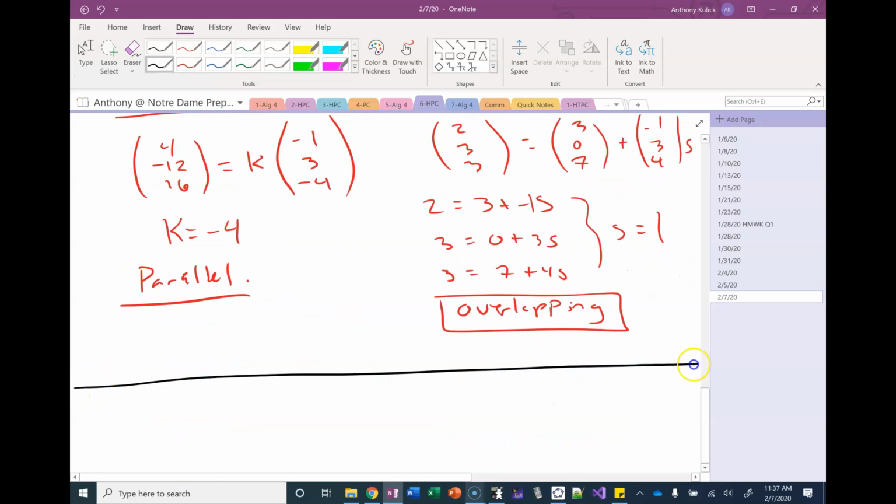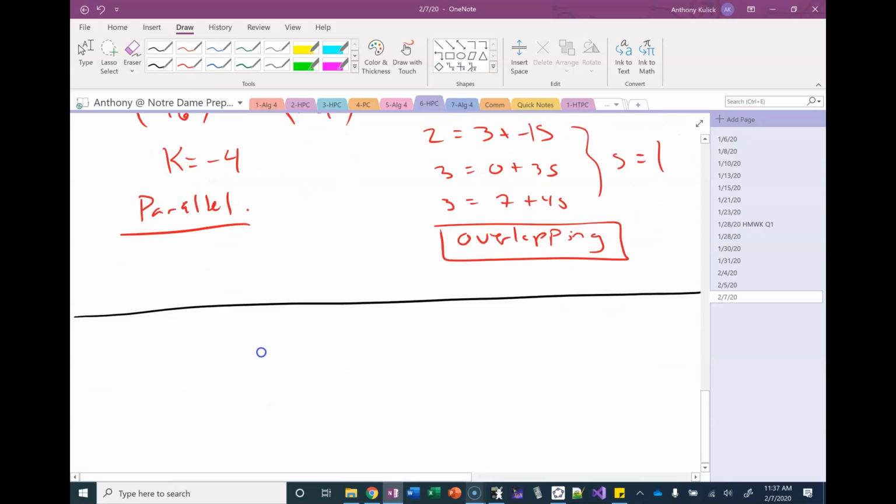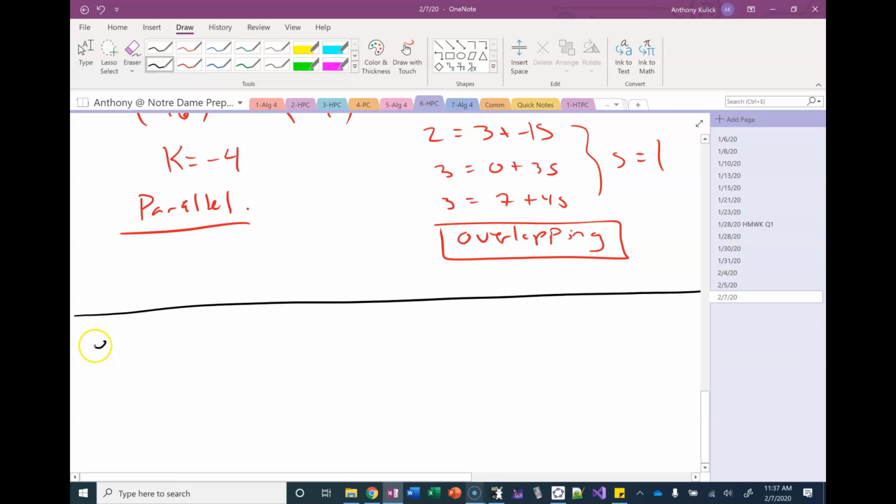So let's look at a situation where, and obviously if I had parallel non-overlapping, I'd get disagreeing s's here, right? If I solve those three equations, I get different values for s, or if even one s value is different, that'd be enough to say it's parallel non-overlapping. Okay, so let's look at this example then.